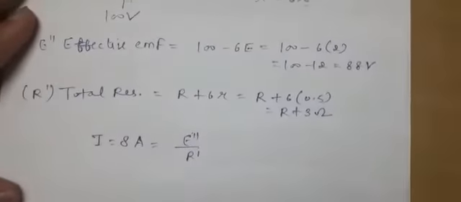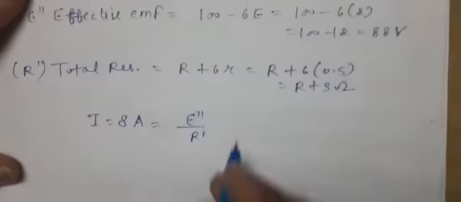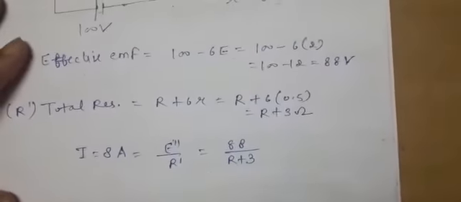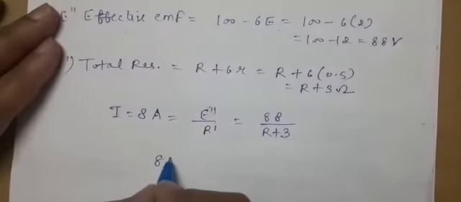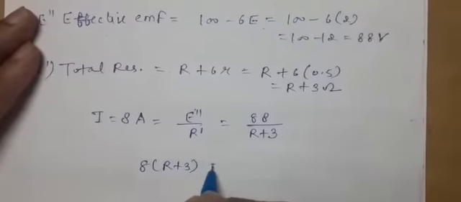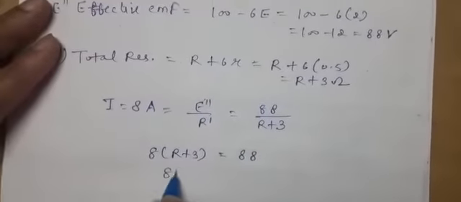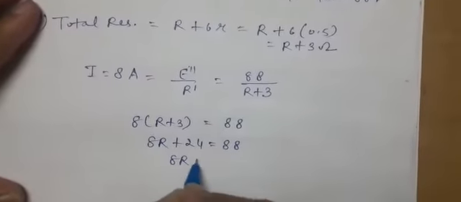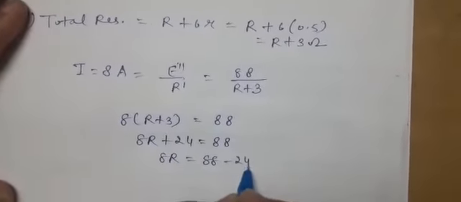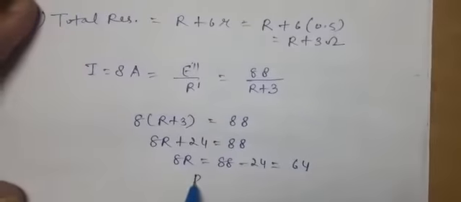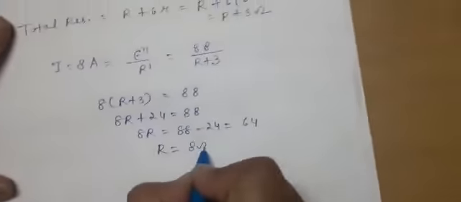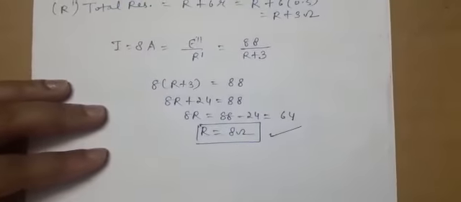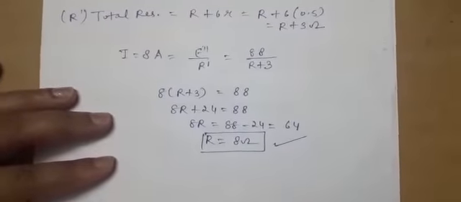This is only a symbolic representation. We can use any symbol. So it is 88 upon R plus 3. Now cross multiplying, 8 into R plus 3 is equal to 88. 8R plus 24 is equal to 88. 8R is equal to 88 minus 24, this is 64. Now here capital R comes out to be 8 ohm. This has been asked: what should be the value of the resistor connected in series to limit the value of current?